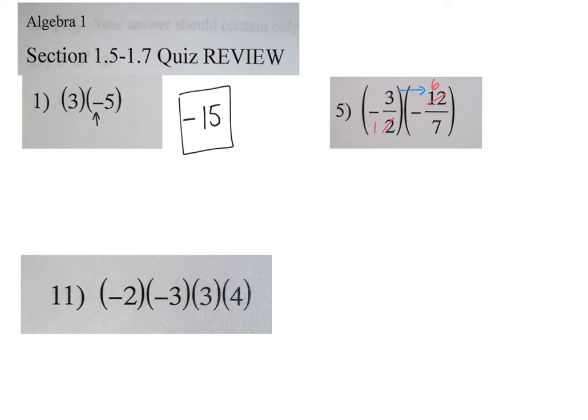3 times 6 is 18. 1 times 7 is 7. I've already determined that it is going to be positive, right? So 18 over 7 is your answer. Or you can put it as a mixed number. Either one's fine. All right?